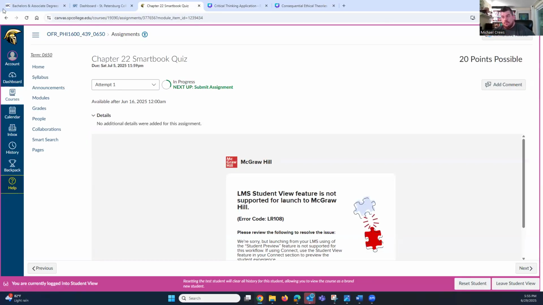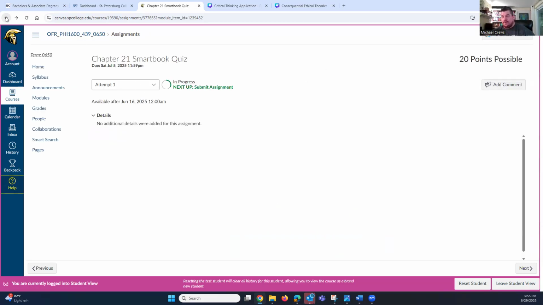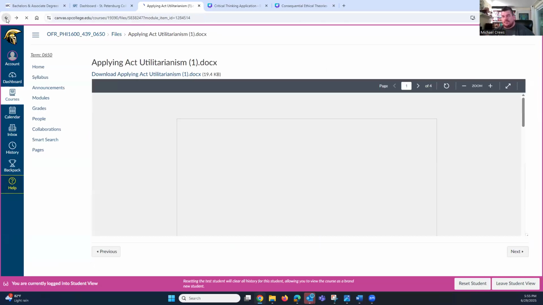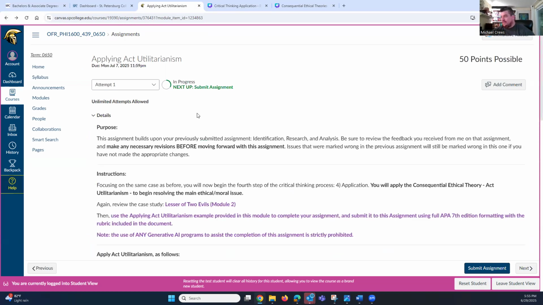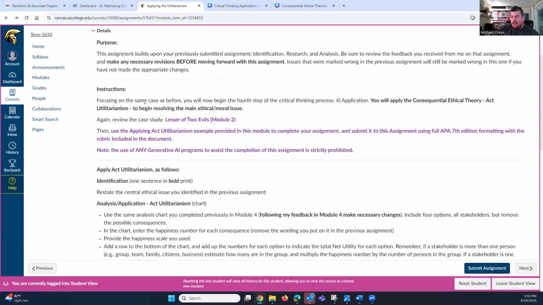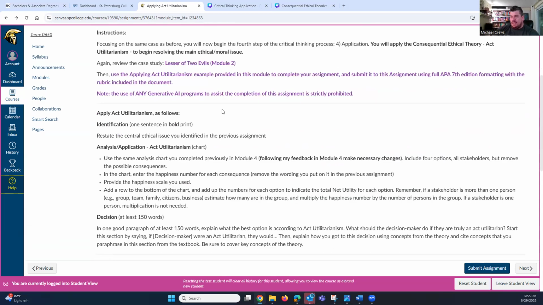And so, when we go back out here and look at the assignment, like I said, we'll go backwards a little bit. Canvas is a little weird about when you're trying to backtrack in the modules. You either go back or have to enter the whole class again, right? So you read through and it says that you're going to continue on from the previous assignment. You're going to reread the lesser two evils case study. And then you're going to use my example that I showed you, download it, use it, make sure you have all the parts. You're not going to use any generative AI programs to assist in the completion of this assignment.